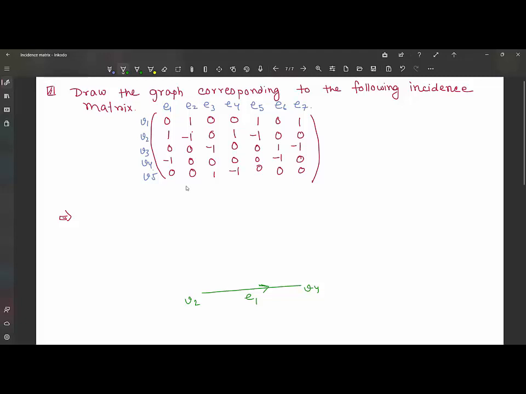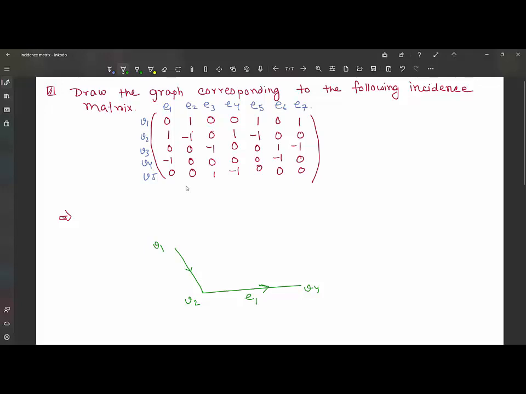So this is the first line, from V2 to V4. After that we draw E2. E2 is a line from V1 to V2. So just draw one V1 here. You can see the direction is towards V2, so from V1 to V2.